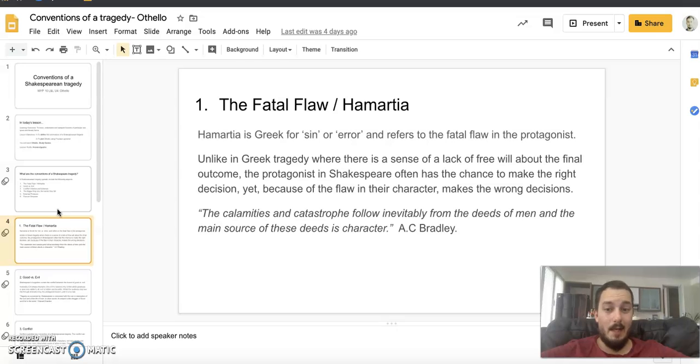And A.C. Bradley says that the calamities and catastrophe follow inevitably from the deeds of men, and the main source of these deeds is character. So that's really important. So what character flaws does Othello have?